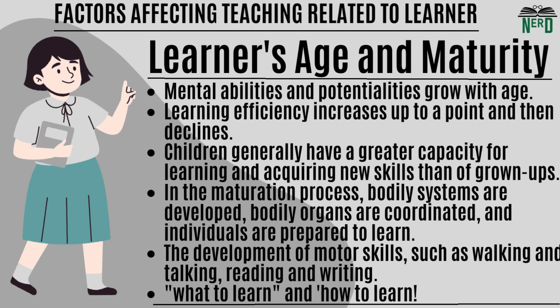In the maturation process, bodily systems are developed, bodily organs are coordinated, and individuals are prepared to learn physically. The development of motor skills, such as walking and talking, and other skills, such as reading and writing, are governed by maturation. Individual readiness determines what to learn and how to learn.